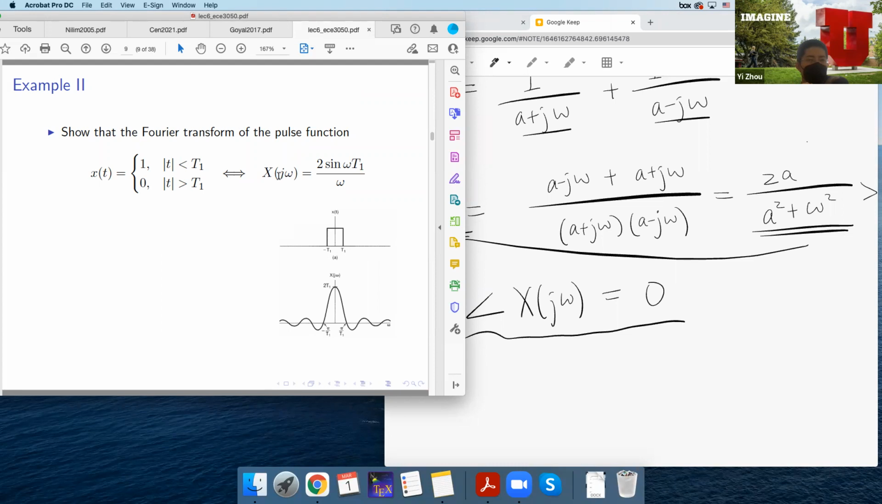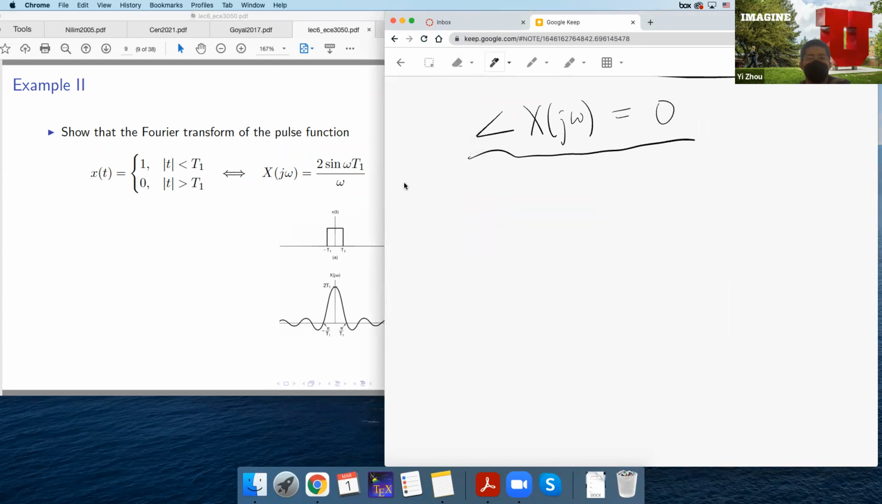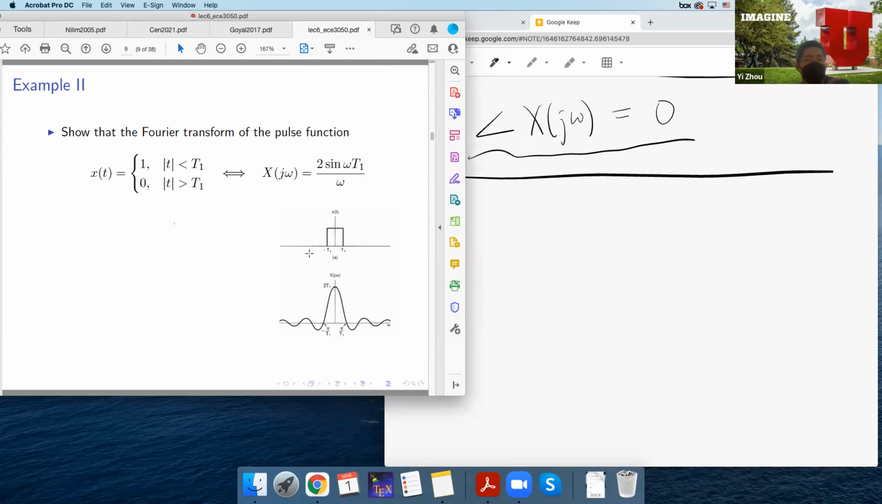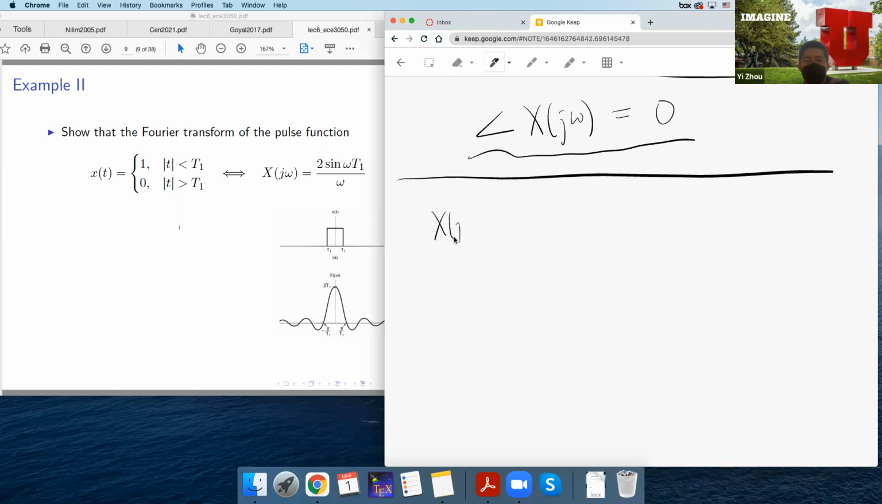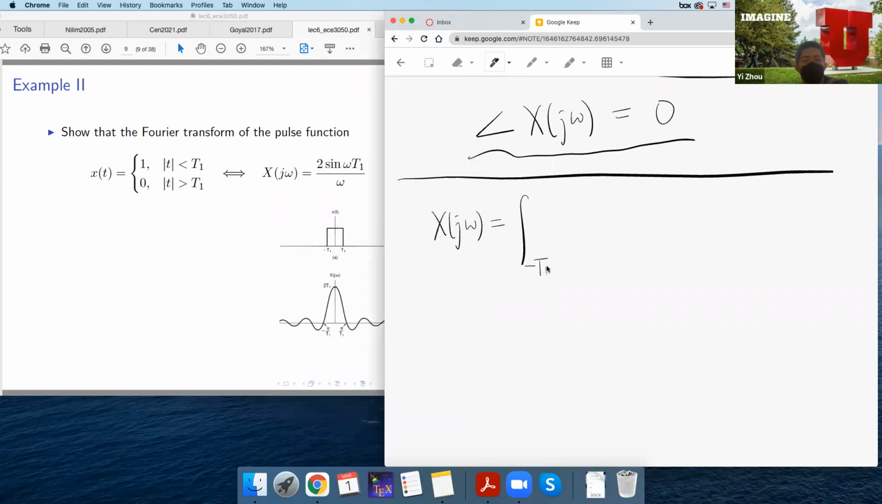And we have example 2, which is about the Fourier transform of the impulse function. For this one, you follow the same idea. I will just sketch the proof. This pulse function is given as a small rectangle between negative T1 and T1, and the amplitude is 1. Because the signal only occurs within this window, the integration is between negative T1 and T1. Within this window, x(t) is constant 1, so it's 1 times e to the negative j omega t dt.